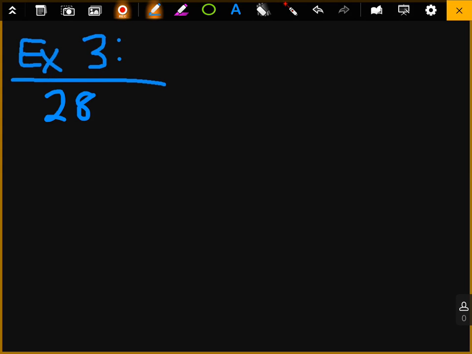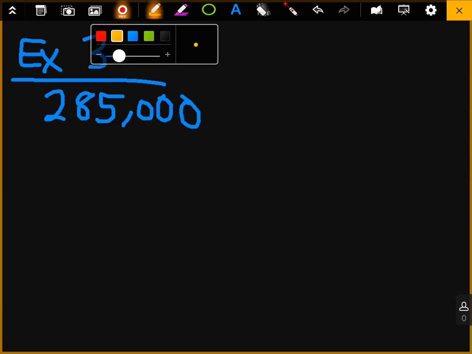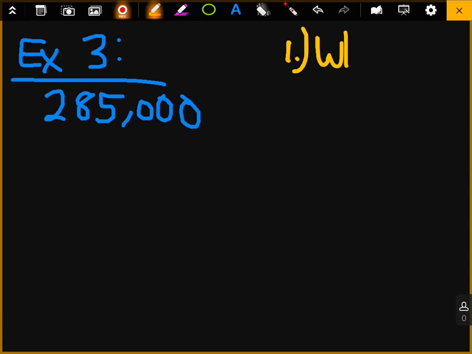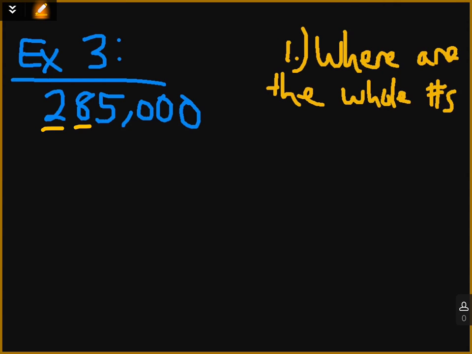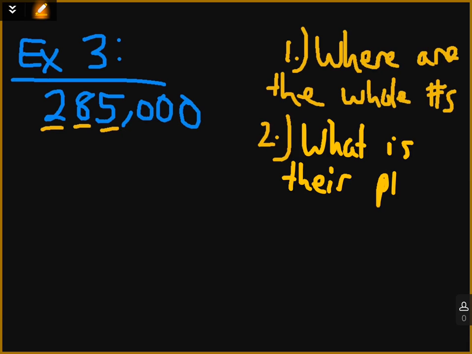All right, let me go ahead and give you a second example. Let me ask you to do expanded form of the following number. If I told you, write 285,000 in expanded form, the first step, please write this down, is to ask, where are the whole numbers? We've got a whole number here, here, and here. The second step is, what is their place value?